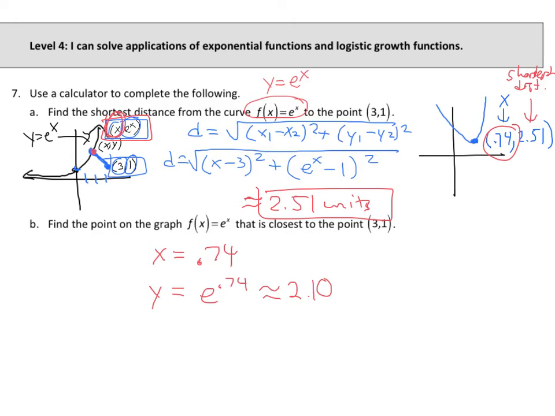And so the point is approximately (0.74, 2.1). That's your x-y pair that's closest to the point (3, 1) from that graph.